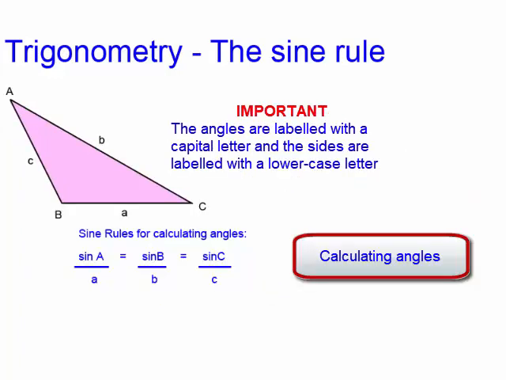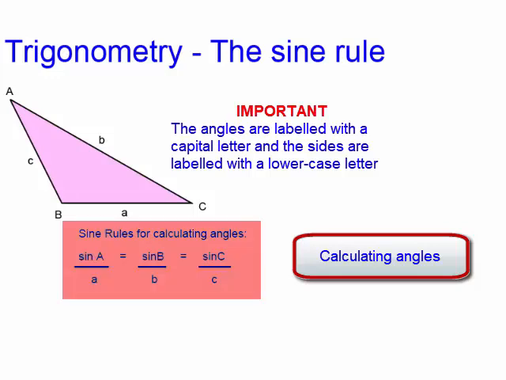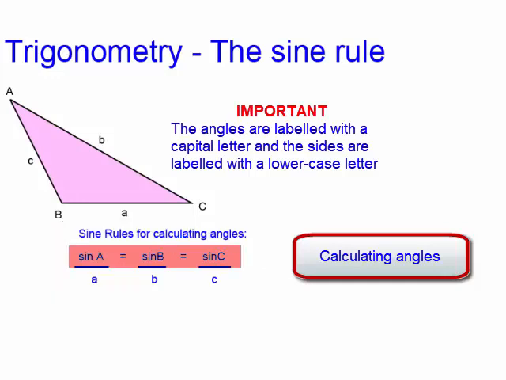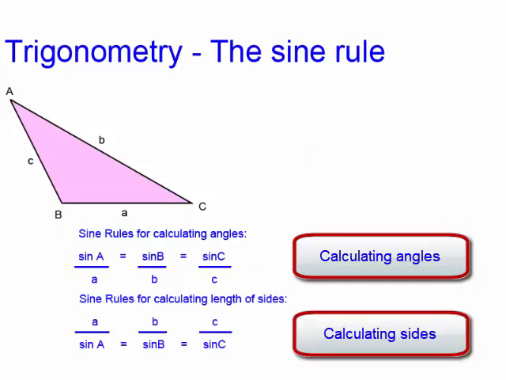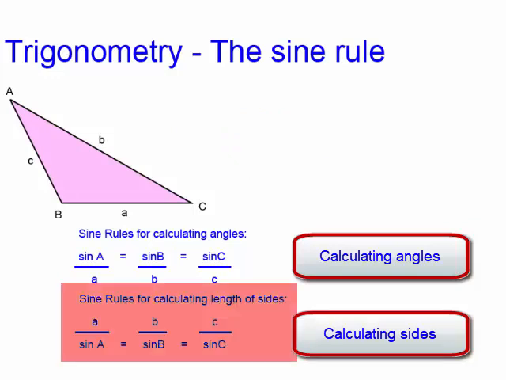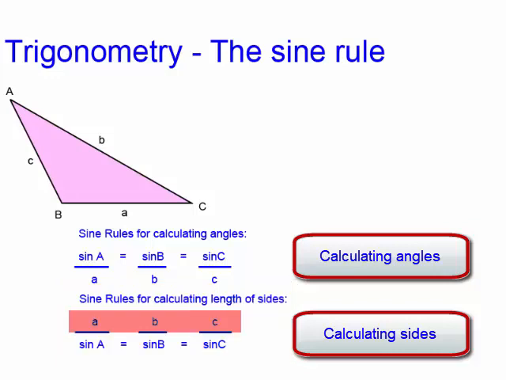When we want to calculate the size of an unknown angle, we use the following formula: the sine of A over a equals the sine of B over b, equals the sine of C over c. These values represent the size of the angles, and these values represent the length of the sides. To calculate the size of an unknown side of a triangle, we use the following rule: a over sine A equals b over sine B equals c over sine C. These values represent the length of the sides of the triangle, and these values represent the size of the angles in the triangle.